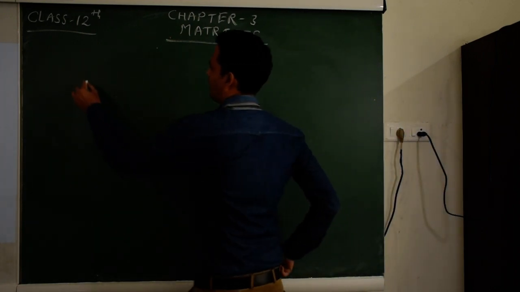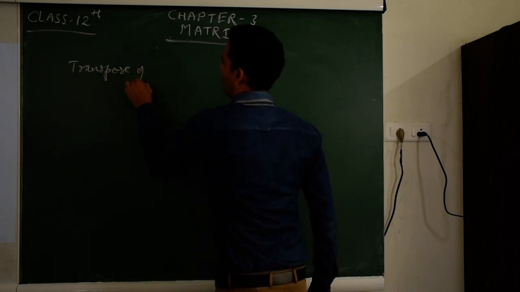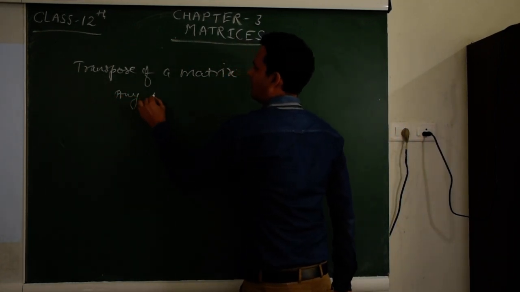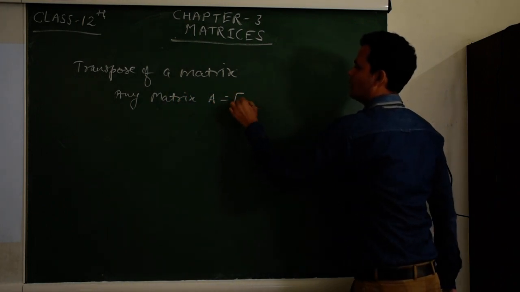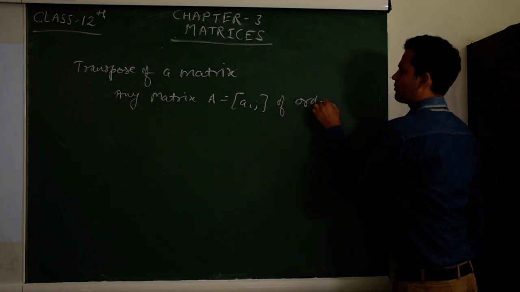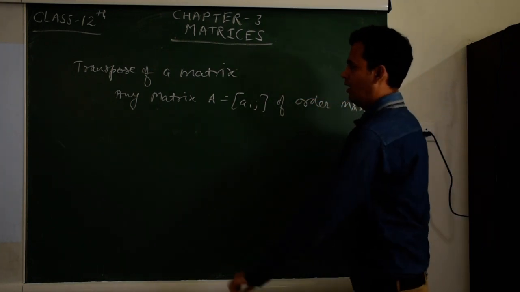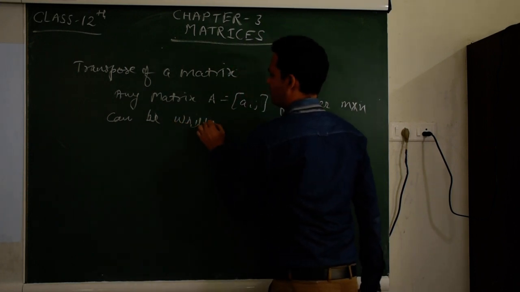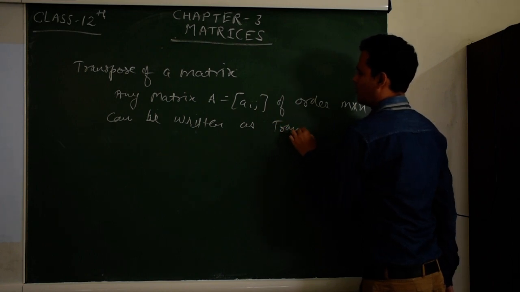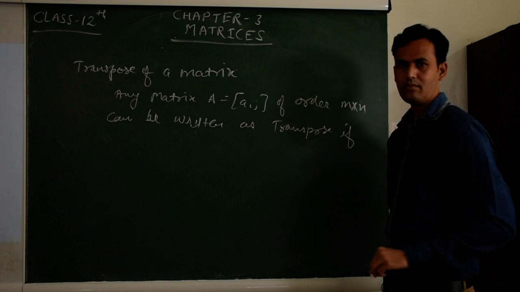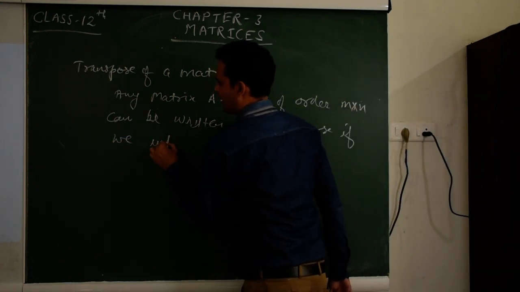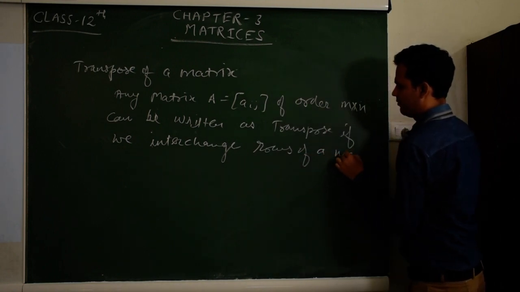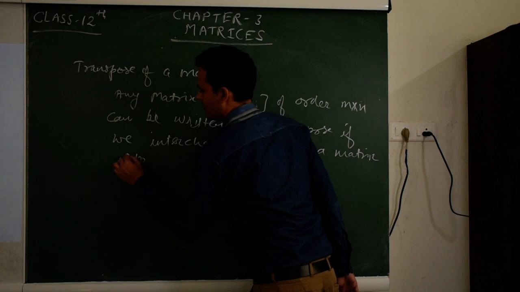Today's topic we start with transpose of a matrix. Any matrix A equals Aij of order m into n can be written as transpose if we interchange rows of a matrix into columns.